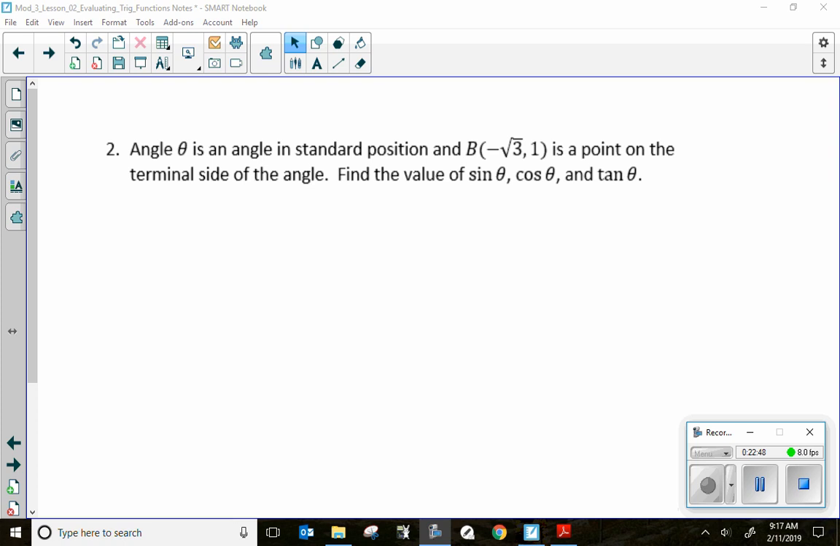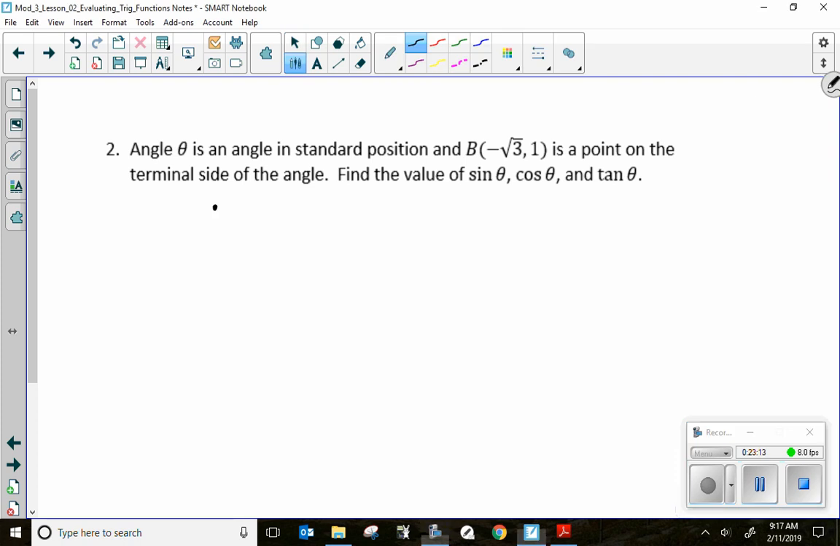Number 2, same deal. If you want to try this, go nuts. Angle theta is an angle in standard position, and B is a point that has the coordinates negative 3, radical 1, and that point is on the terminal side of the angle. They want us to find not just the sine, the cosine, or the tangent. They want us to find all 3: the sine, the cosine, and the tangent of this angle.